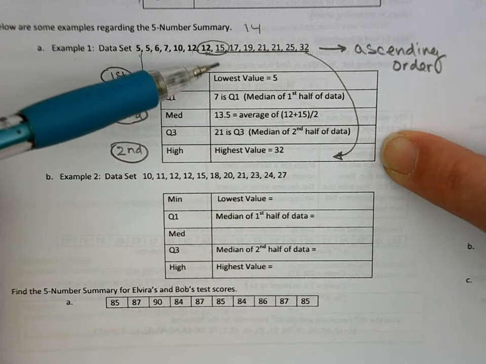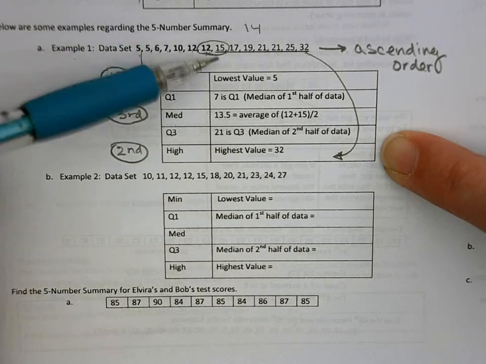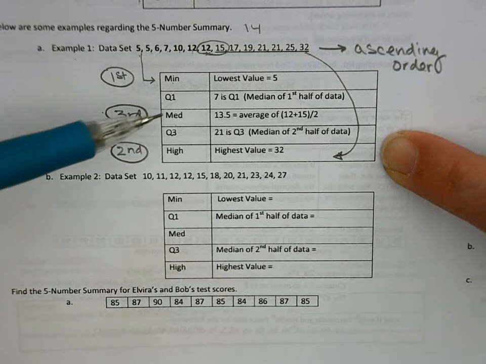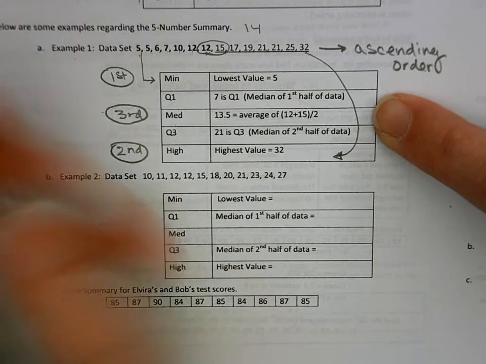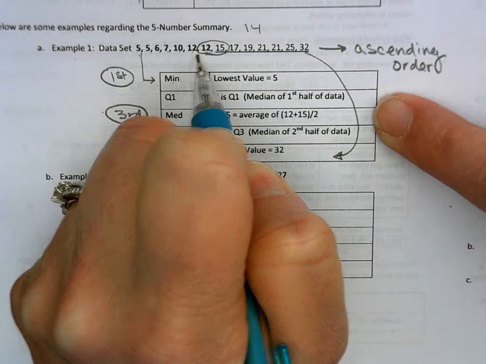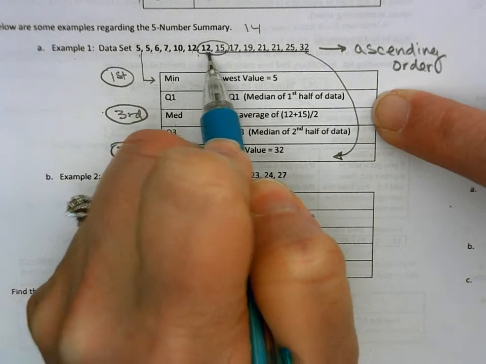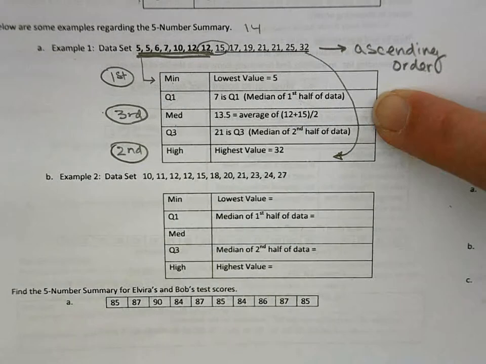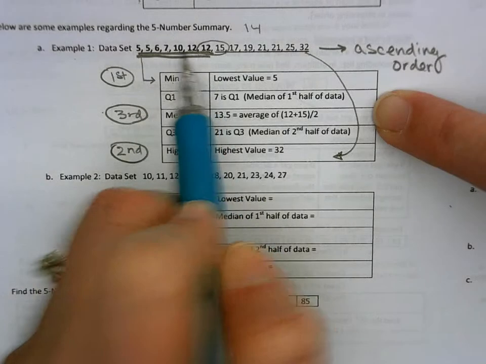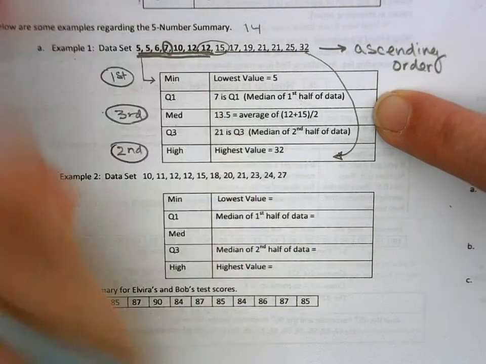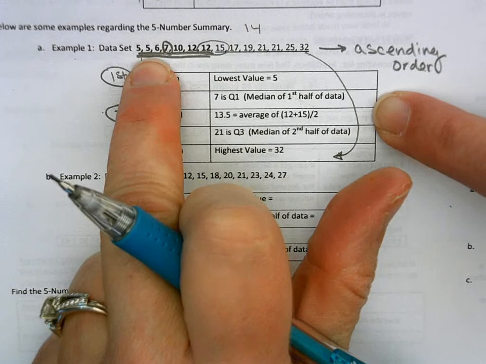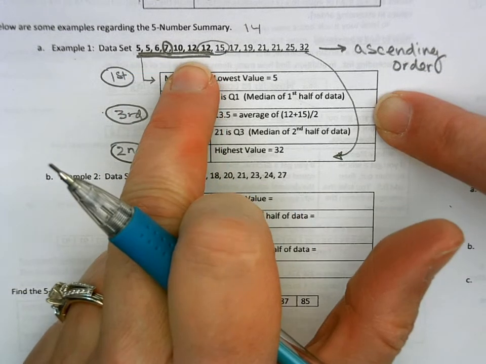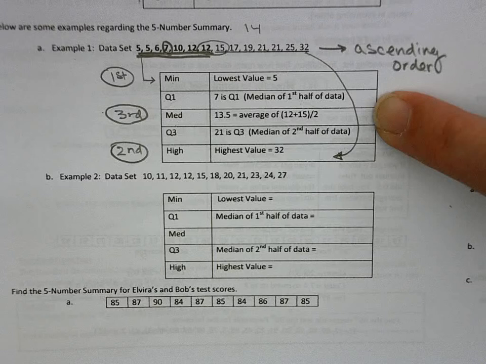Because 13.5 is not an actual data value, when I find the median of the first quartile, I'm looking here at my first quartile, and I find what is the middle of that, right? So there's 7 values, so I'm going to count 3 in and 3 in. So this is my first quartile, because there's 3 numbers to the left and 3 numbers to the right. Okay? And there's my first quartile, or Q1, and then I do the same thing for the second half.